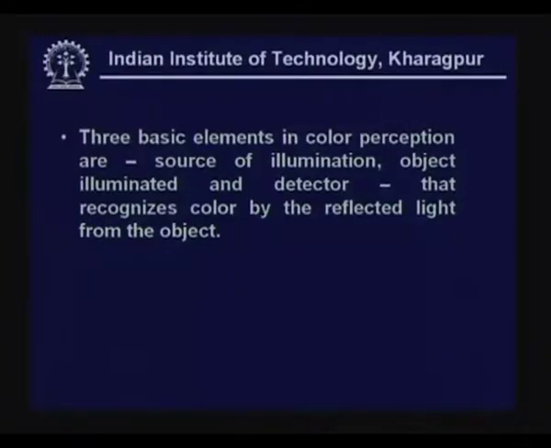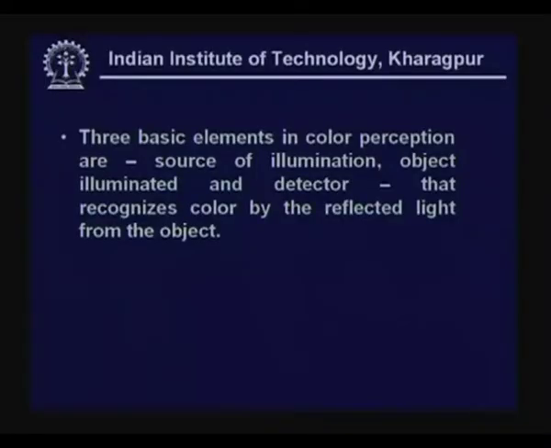So, color perception has three basic components: the source of illumination, that is the light source or radiation source; the object illuminated, because using the artificial light we are carrying out certain activity and there are certain objects involved, so the need is to look at those objects; and the detector. All perception of light is through our eyes, therefore the detector is the human eye, which recognizes color. How do we recognize the color? We recognize the color by the reflected light from the object.